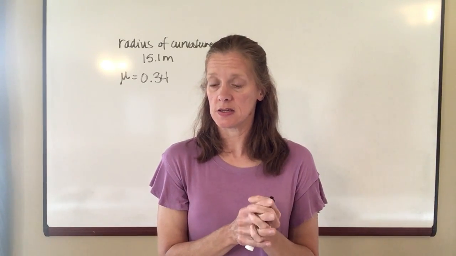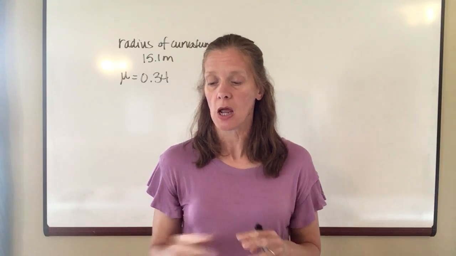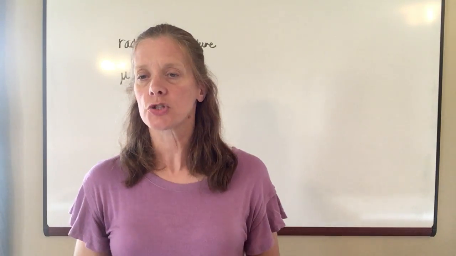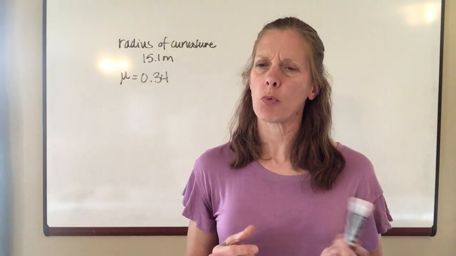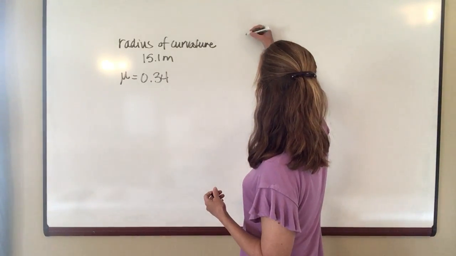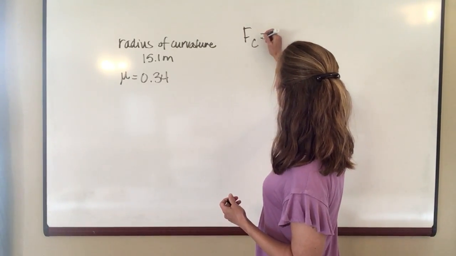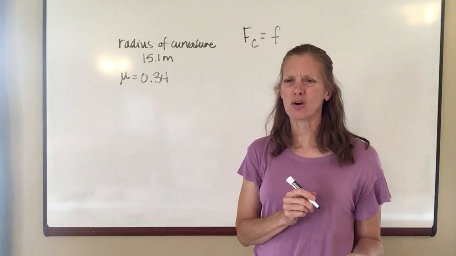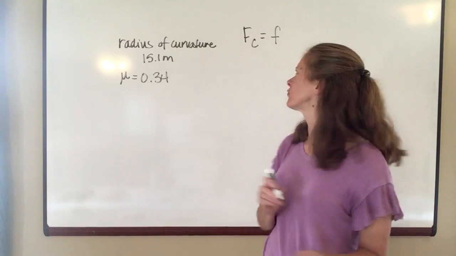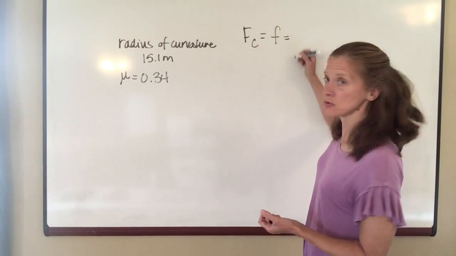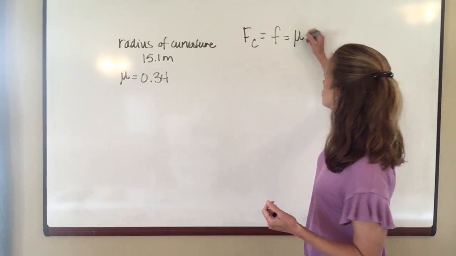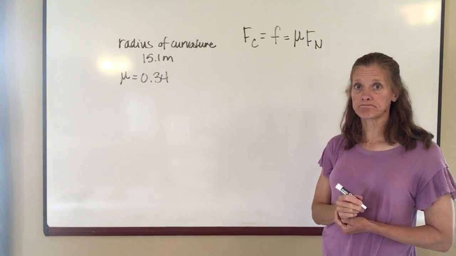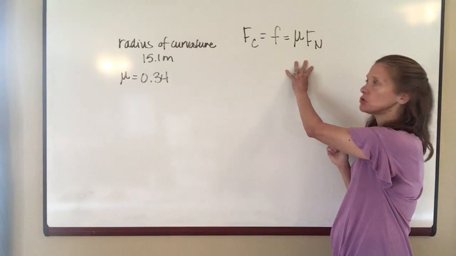Well, friction is the other source of force, and friction, if you have something on a curve like that, is actually causing your centripetal force. So in this particular case, I have to think about the fact that the centripetal force is the same as the frictional force. Well, what do I know about frictional force? From when we talked about this earlier, it's the coefficient of friction times the normal force, right? That should look familiar to you.